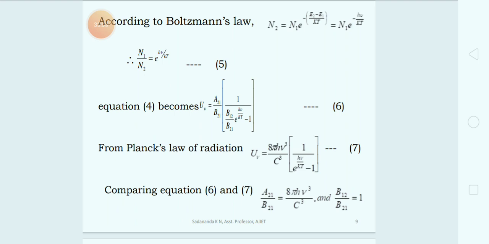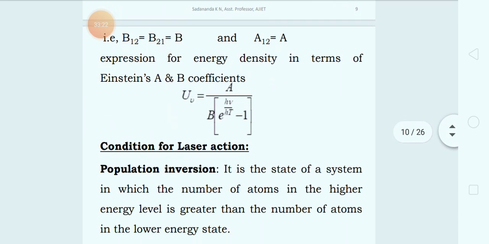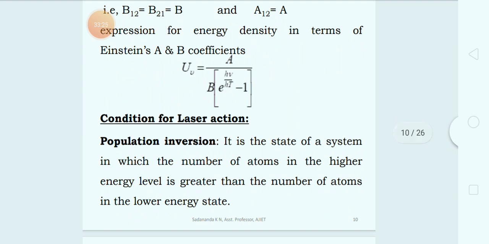Because of this identity, these subscripts can be dropped, and A21 and B21 can be simply represented as A and B. Therefore equation number 6 can be represented as u nu equal to A by B into open bracket 1 by (e power h nu by KT minus 1) close bracket. So this is the expression for energy density. Please remember, this is one of the very important expressions.